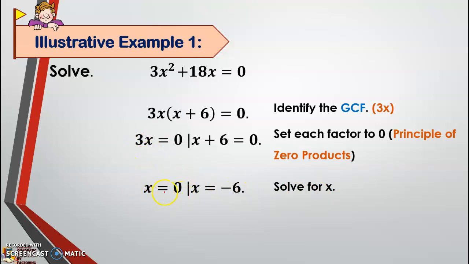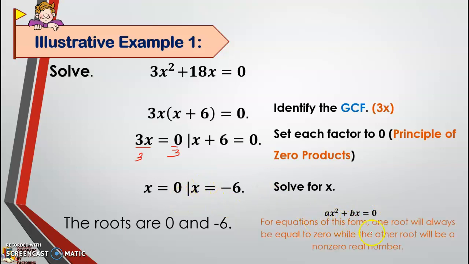Why is it that it's already x equal to 0? Because if you simplify this, you divide by 3, so this will just give us 0. That means the roots or the solutions are 0 and negative 6. Just a short reminder: a quadratic equation in the form ax squared plus bx equal to 0 will always have one root equal to 0, and the other one will be any non-zero real number. If you notice, one root is 0, the other one is negative 6.